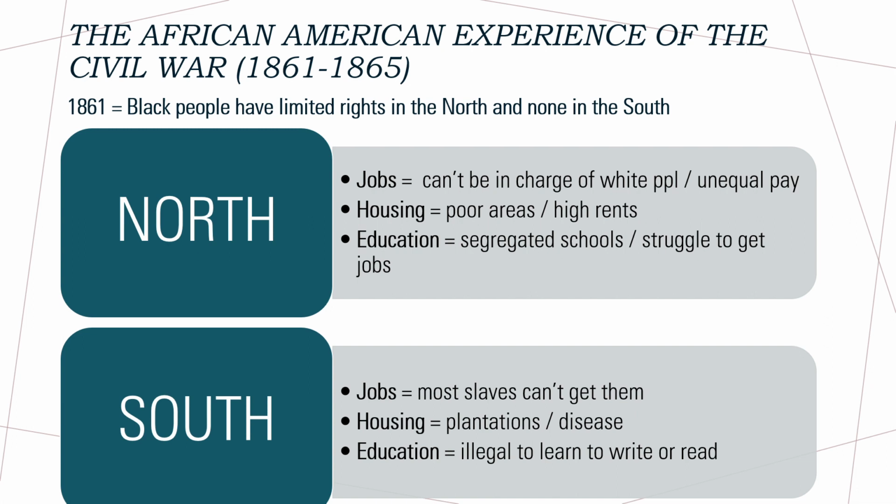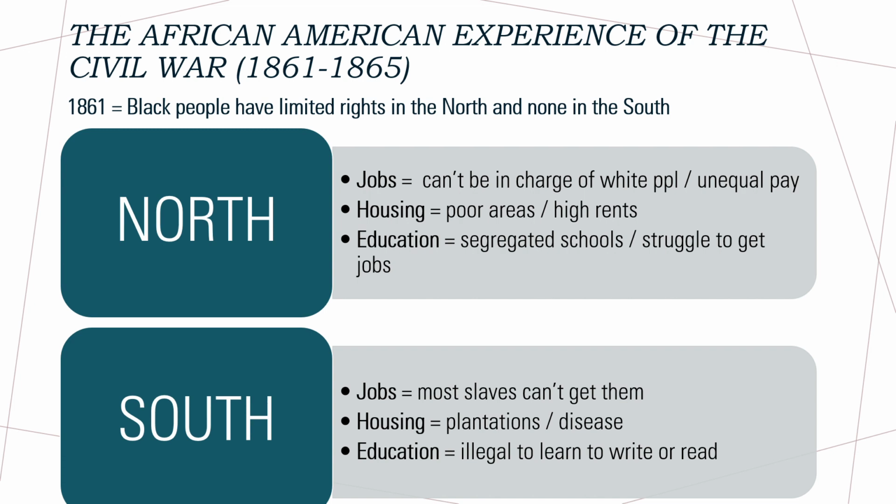So in the North, the jobs available for Black people were not fairly paid compared to their white co-workers, and they could not be in positions where they would be in charge of white people. The housing, they lived in poor areas with high rents, they had segregated schools, so they struggled to get jobs in the North. In the South, it was quite similar.